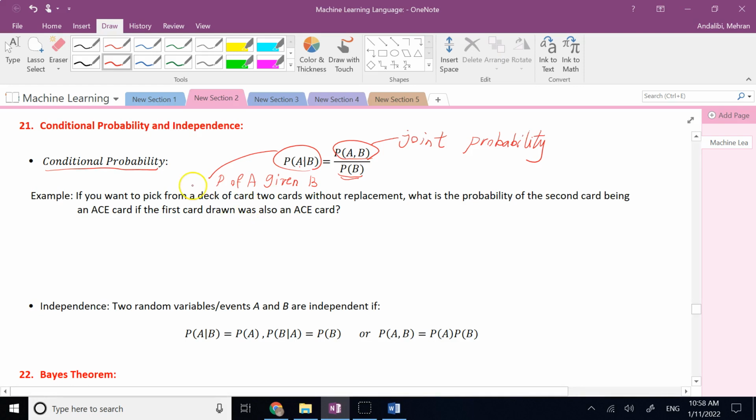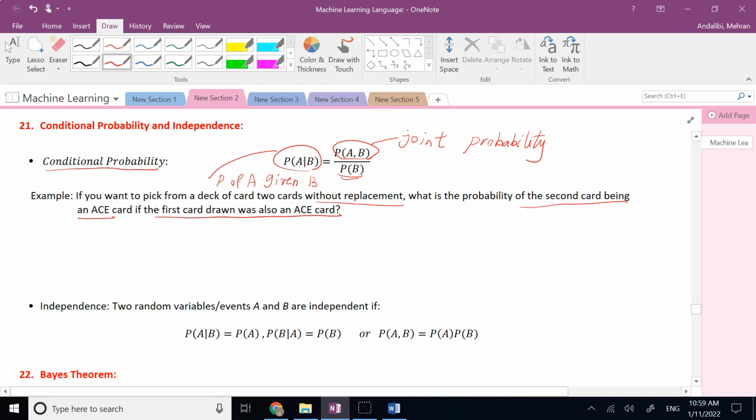So let's say you have a deck of 52 different cards, and you want to pick a card, then pick another one, but you do it without replacement. What does that mean? It means you first pick a card and don't return it to the deck, then pick another one. What is the probability that the second one turns out to be an ace if the first one was also an ace?